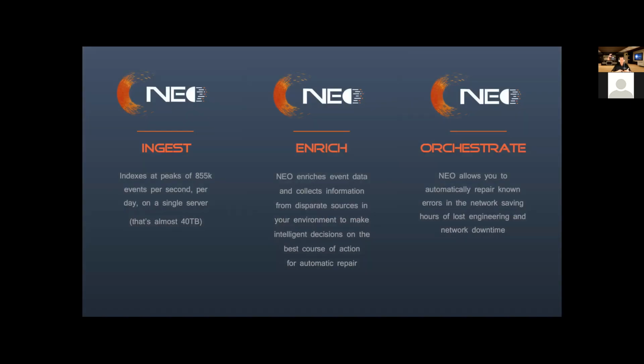So on the ingest side, commonly you'll see in the industry, systems will index around 1 to 300 gigs per day. 300 would be on something like a very fast server with NVMe drives, right? But the standard is about 100 gigs per day per server. LogZilla Neo can index at almost 40 terabytes a day per server, and pay attention because this is important, right? Near the end, we're going to talk about total cost of ownership, and that's where that comes into play.